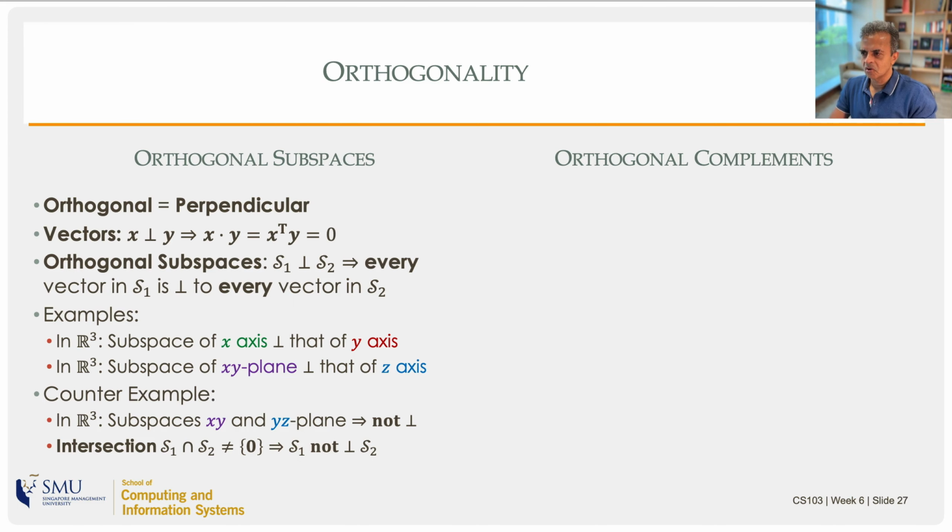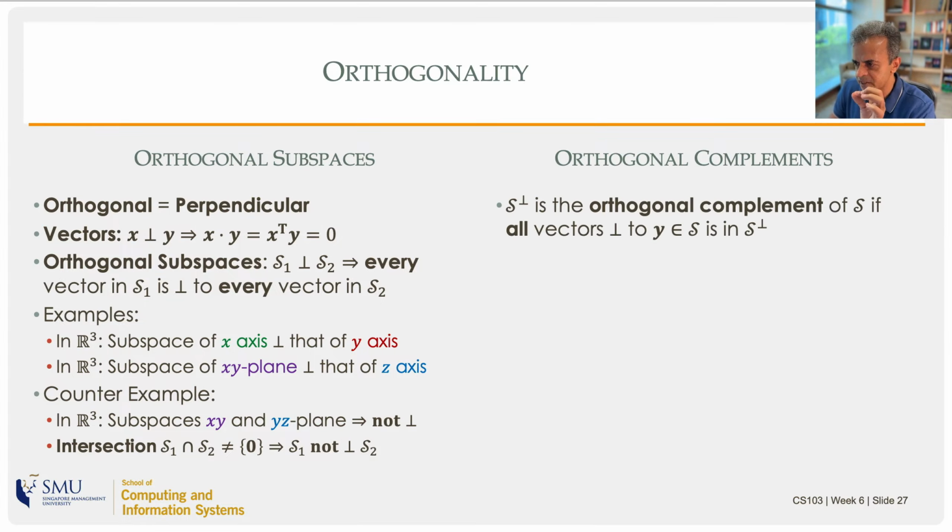Now let's talk about orthogonal complements. So we saw that two vector subspaces are orthogonal subspaces when every vector in one subspace is orthogonal to every vector in the other subspace. We tighten the requirement a little bit more, then we get orthogonal complements. If a subspace is to be the orthogonal complement of another subspace, then all vectors that are orthogonal to the subspace will have to be there in the orthogonal complement.